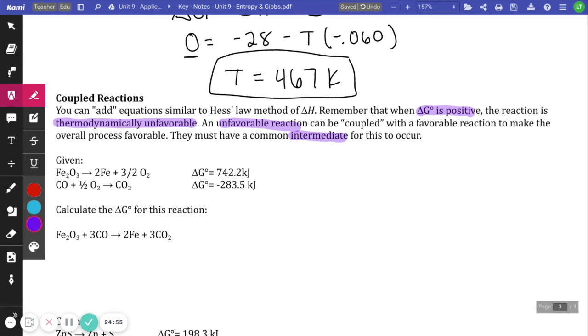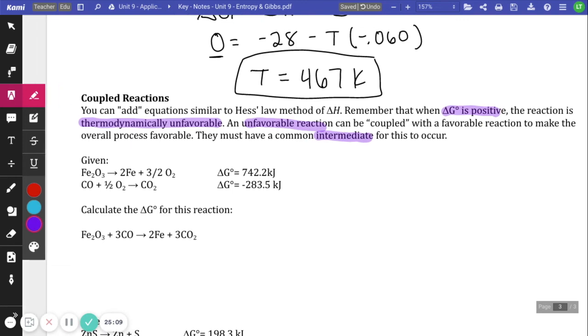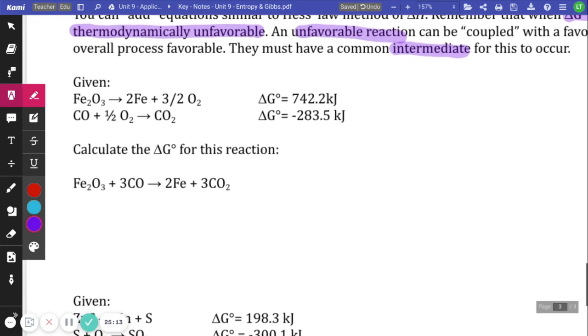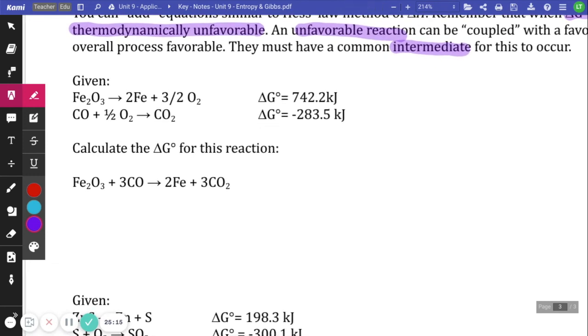Remember, an intermediate is something that is produced in one step of a reaction and then used up in a subsequent step. So we have to have something produced in one reaction and used in the next reaction. All right, so let's work a problem. Again, very similar to Hess's law. Let's start with this one. We're given these two equations, and we want to calculate delta G for this reaction.